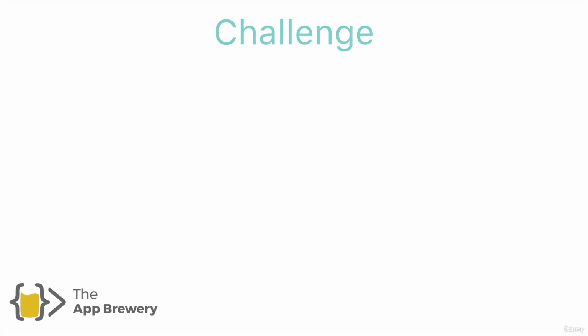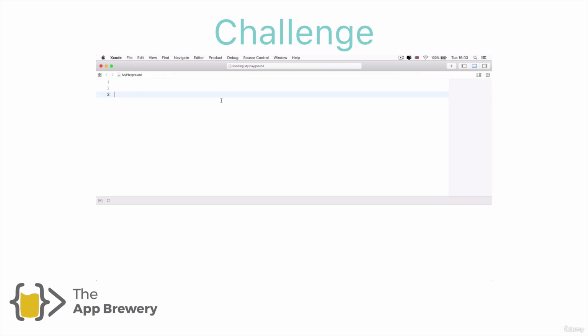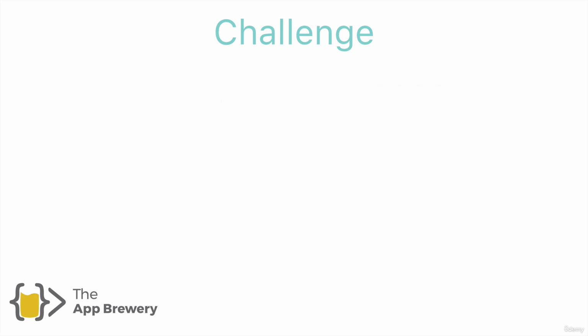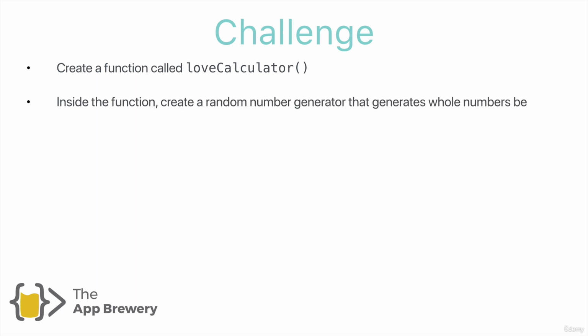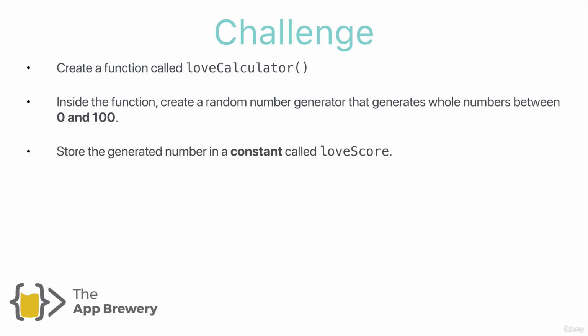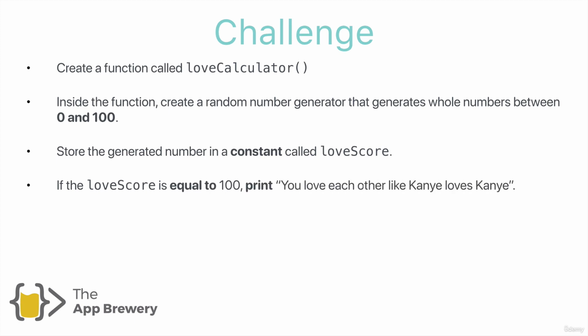So here's a challenge for you. I want you to either open up your previous Swift playground and delete everything inside, or simply create a new playground. In that playground, I want you to create a function called LoveCalculator. Inside the function, generate a random number between 0 and 100, and then store that number inside a constant called LoveScore. Now, if the love score happens to be equal to 100, then I want you to print, you love each other like Kanye loves Kanye. Otherwise, I want your code to print, you'll be forever alone.